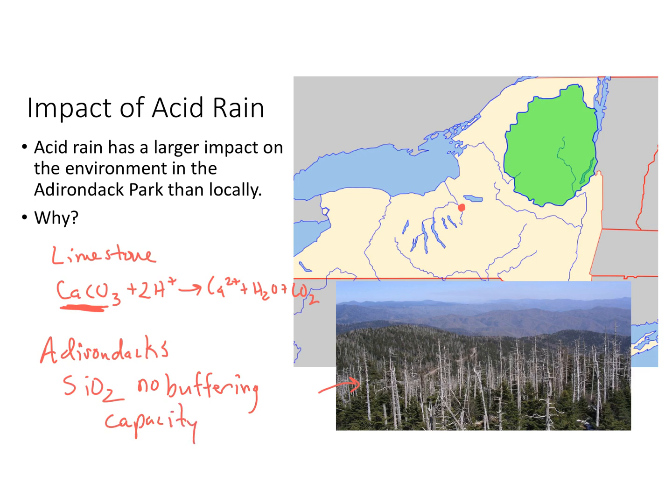And because there's no buffering capacity from the granite, the acid rain falls, accumulates, builds up, and eventually changes the pH of the soil and the pH of the lakes and the streams in that area. Whereas here in Syracuse, that calcium carbonate ionizes to give us calcium and carbonate, and that carbonate is a conjugate base of a weak acid, making carbonate a pretty good base. Because it's a good base, it can react with the acid rain, neutralizing that acid rain and keeping our pH relatively stable in this region.